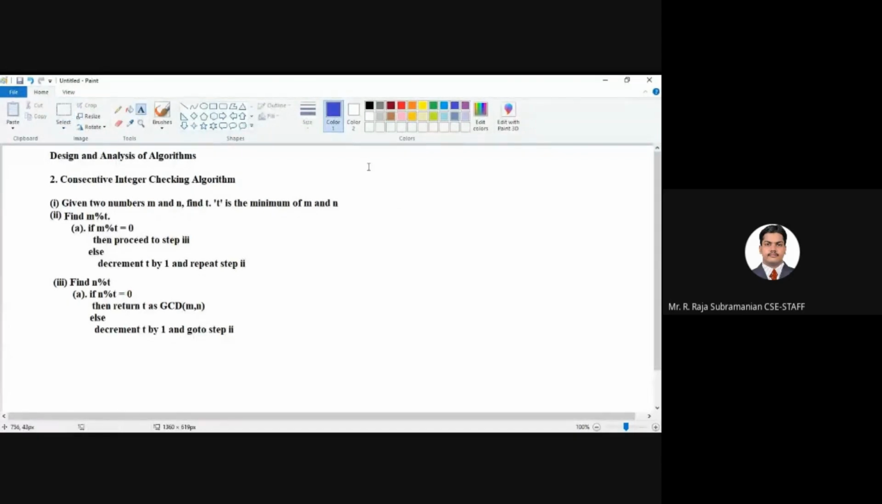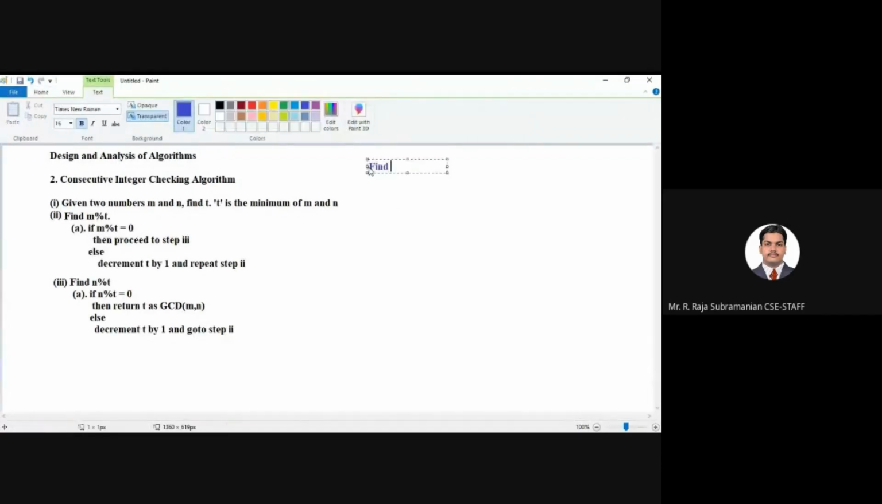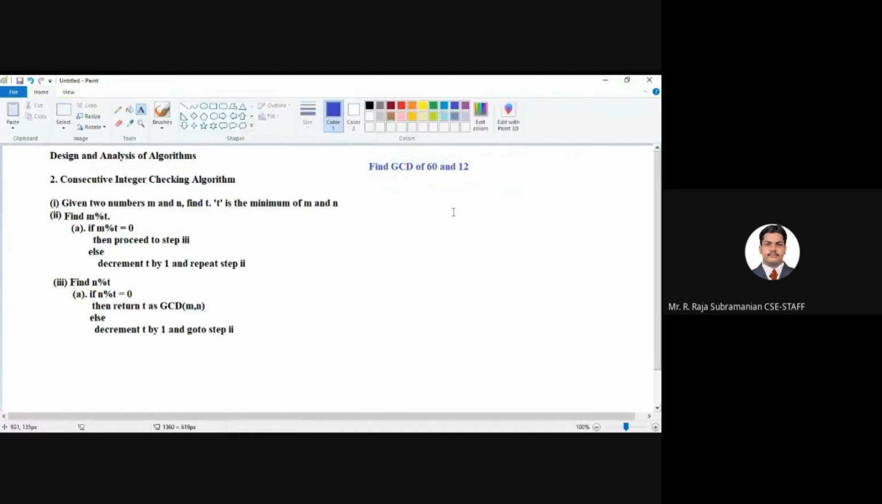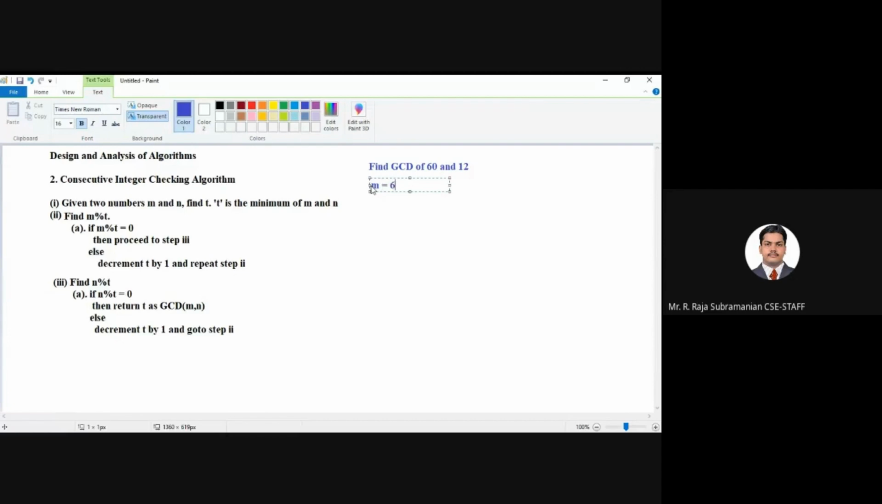Let me take the problem like 60 and 12. We will go with that. Find the GCD of 60 and 12. To understand whether 60 and 12 give the same answer in the consecutive integer checking algorithm as in Euclid's. So here m is equal to 60 and n is equal to 12.